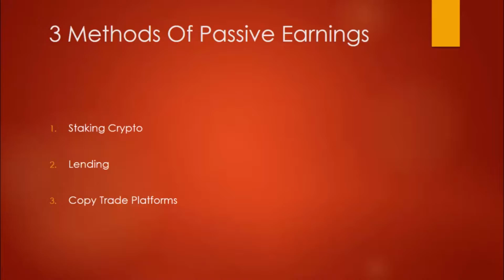Then we have the second method, which is lending. There are platforms, like peer-to-peer lending platforms, where, for example, if you have Bitcoin, Ethereum, or any other type of cryptocurrency, you can lend that cryptocurrency and earn an interest on it. Usually it's somewhere between 10% and goes up to even 25, 30, 40% per year, depending on the cryptocurrency. But the average, and the one that you should consider, is somewhere between 10 and 12%.